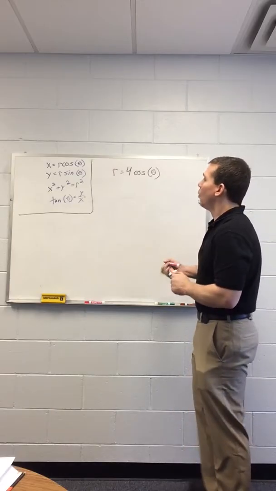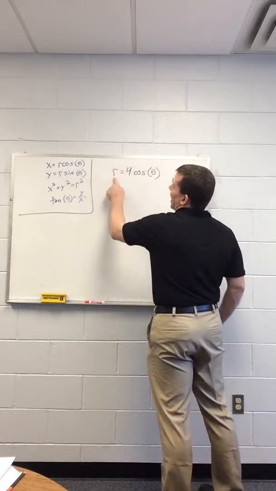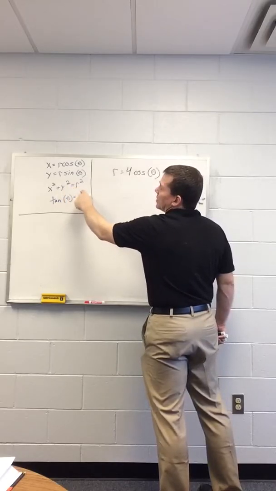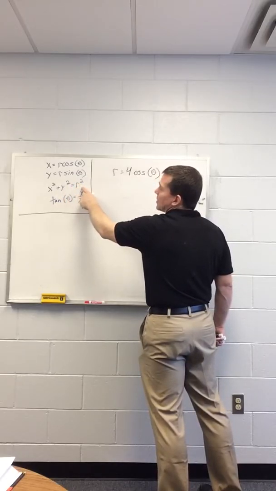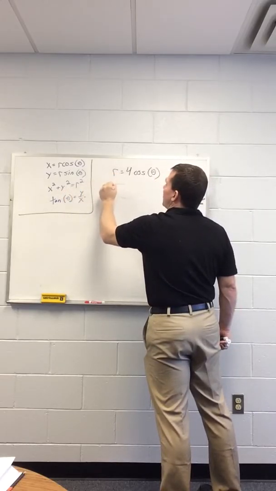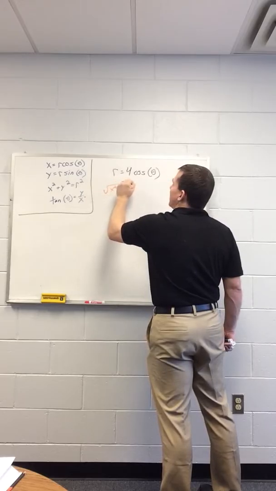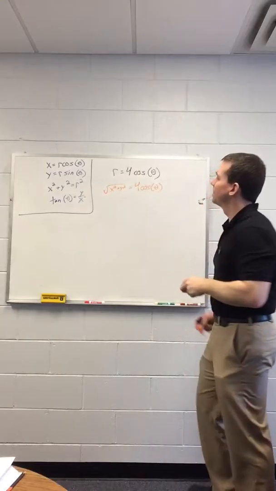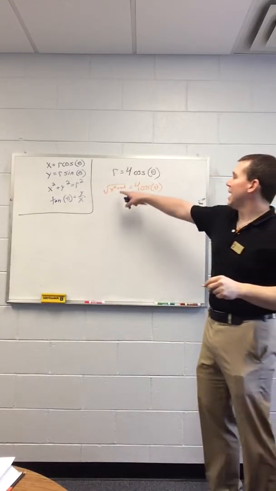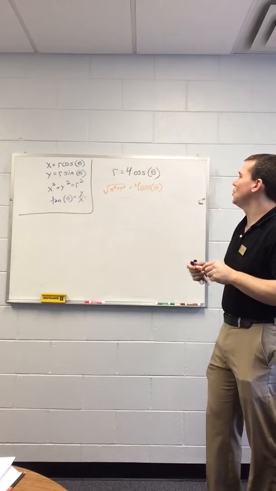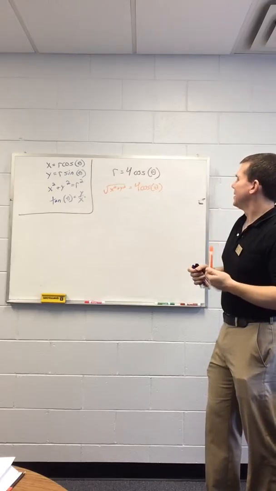And one thing you could say is, well, r is right here. R squared is x squared plus y squared. So I could just square root this. And then the square root of r squared, which is r, equals the square root of that. So r is equal to the square root of x squared plus y squared, equals 4 cosine theta. I got rid of the r right here, but I still have a theta floating around. And the question is, how do I get rid of that?